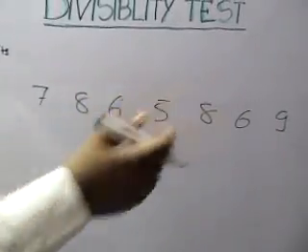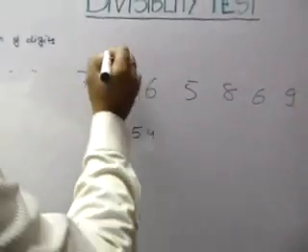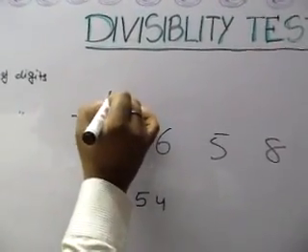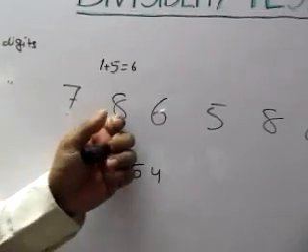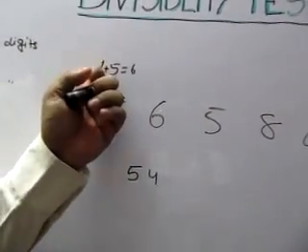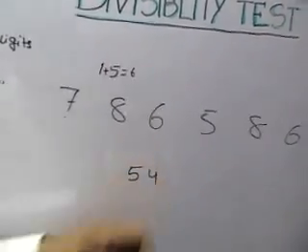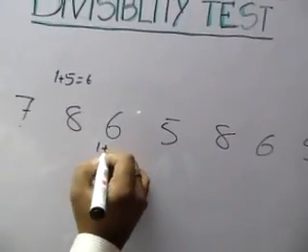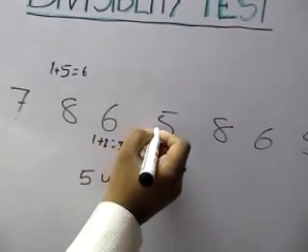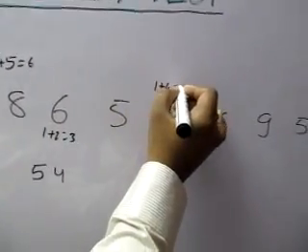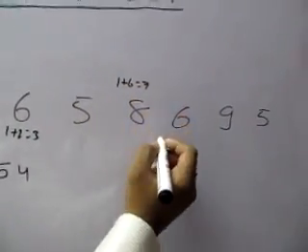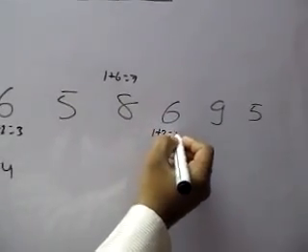The same summation we can do in another way also. 7 plus 8, 15. Once you get a 2-digit number, make it a single-digit number by adding the digits. So 7 plus 8 equal to 15. 15 we can write as 1 plus 5, 6. Then 6 plus 6, 12. 12 means 1 plus 2, 3. 3 plus 5, 8. 8 plus 8, 16. 16 means 1 plus 6, 7. 7 plus 6, 13. 13 means 1 plus 3, 4.